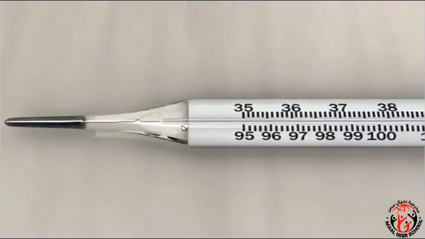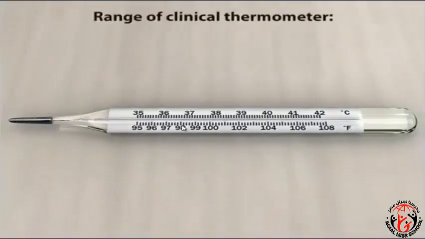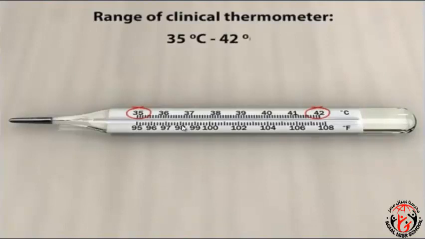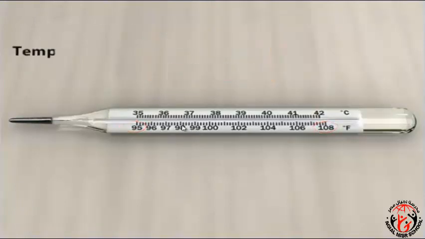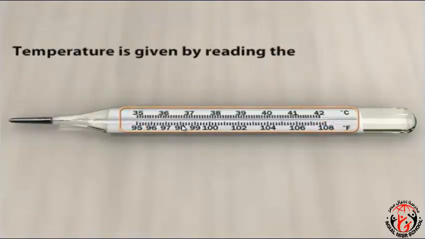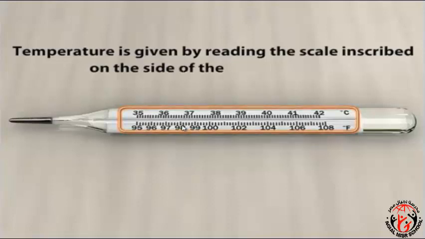A clinical thermometer can measure temperature ranging from 35 degrees Celsius to 42 degrees Celsius, or 95 degrees Fahrenheit to 108 degrees Fahrenheit. That's a pretty small range. You can get the temperature by reading the scale inscribed on the side of the thermometer.